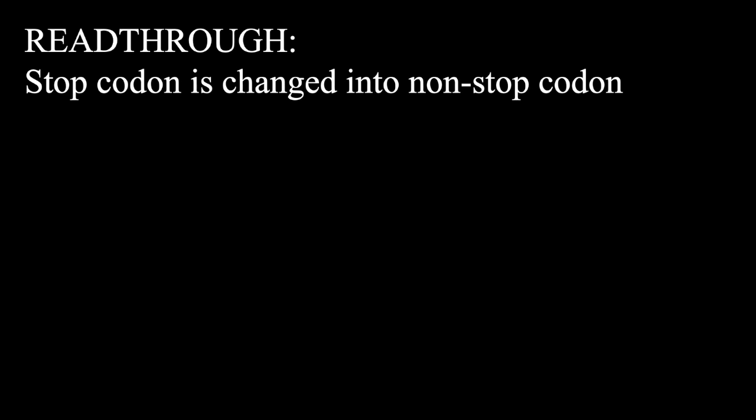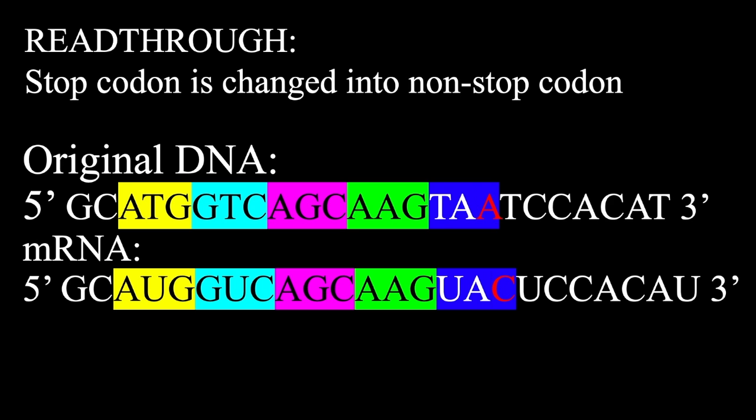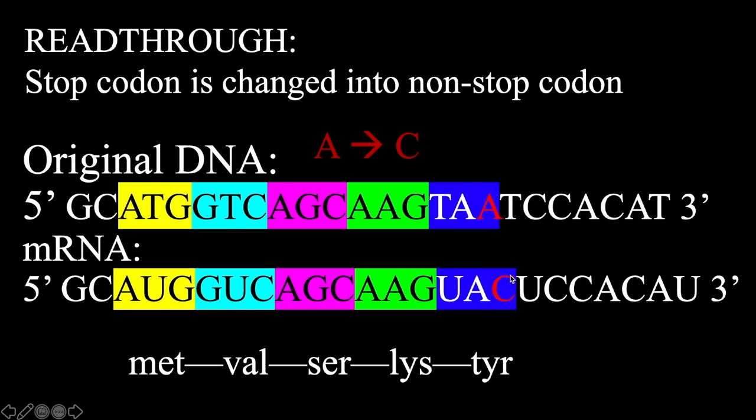Finally, the last type of mutation we'll be looking at today is called a read-through mutation, where a stop codon is changed into another codon. In this example, our A changes into a C, which is a transversion. UAC codes for tyrosine, and our stop codon is deleted, which means that our translation will continue. In our driving analogy, this would be like if you decided to just skip going to the grocery store and instead decided to drive past it to the beach.